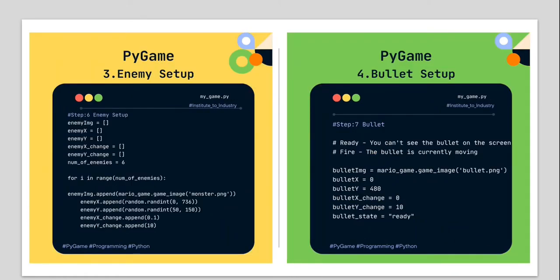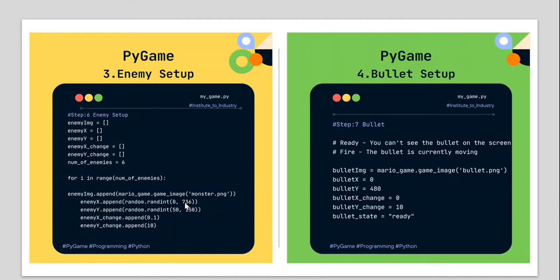So step number 3 is the enemy. We are going to create 6 enemies. So I have created a list for all 6 enemies. List is a collection data type. So we are going to collect all our 6 enemies and their positions. So we need to create a random position between 0 to 736. So I have mentioned 0 to 736.